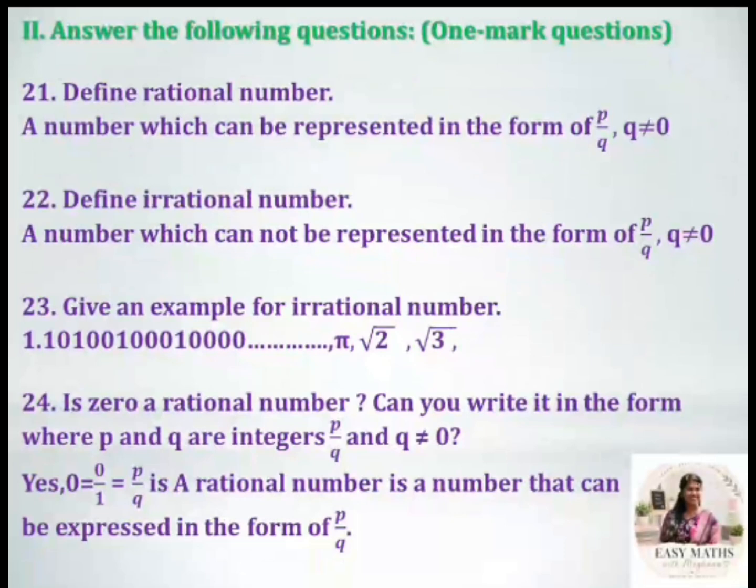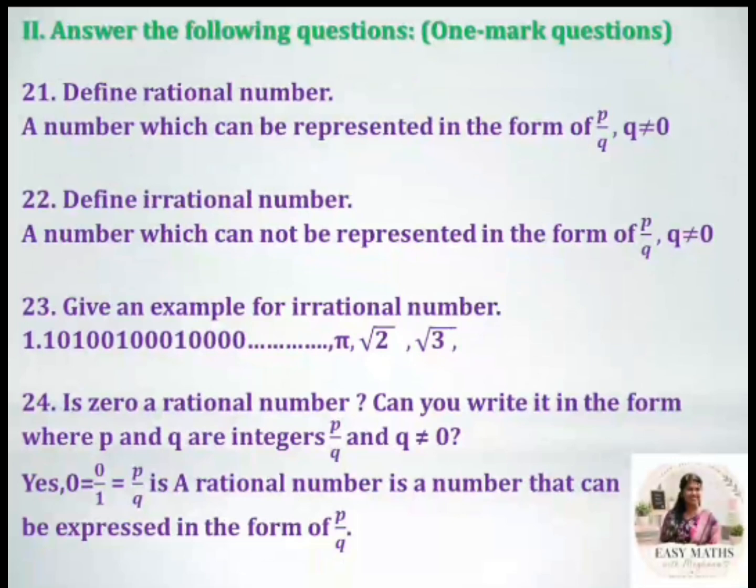A number which can be represented in the form of p by q, where q is not equal to 0, is called a rational number. This is a very important definition which will be asked in your examination. Question number 22. Define irrational number. A number which cannot be represented in the form of p by q, where q is not equal to 0. Question number 23. Give an example for irrational number.